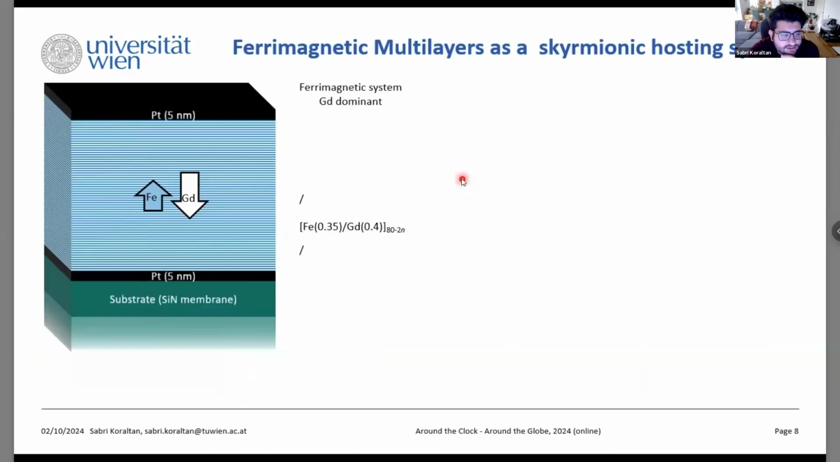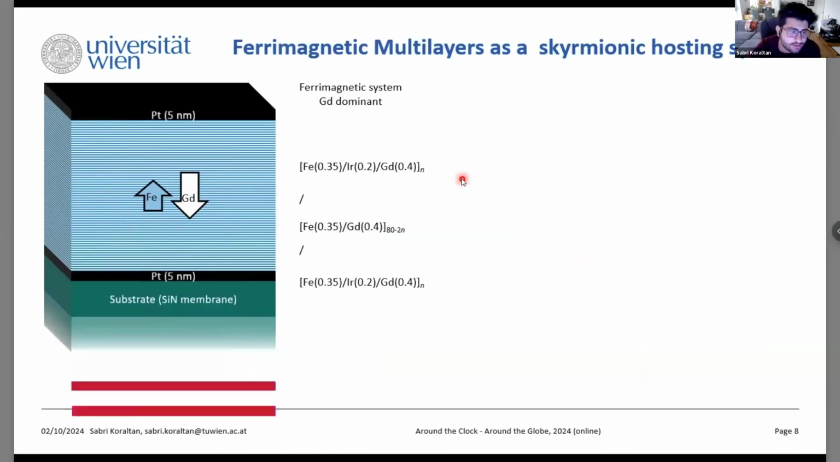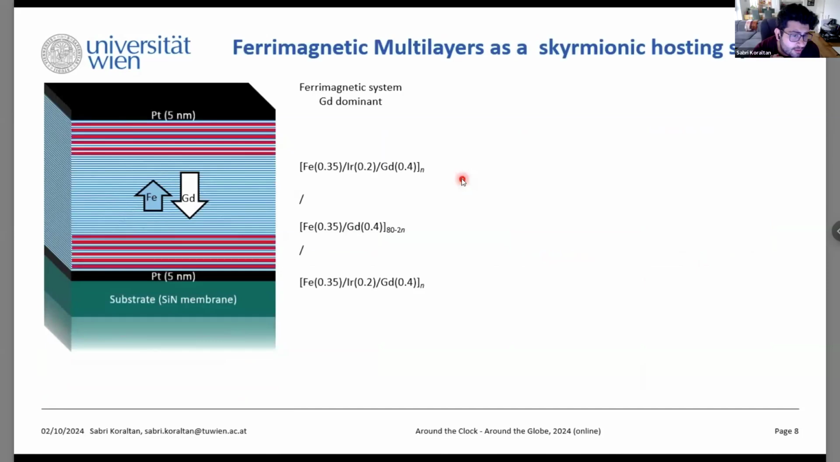So for the first part, we are going to look at what happens when we are using an iron gadolinium-based multilayer, just like Montoya, but with a small twist. Namely, we're going to introduce some iridium layers. So iridium is a material which is known, for example, to introduce interfacial DMI. So we're going to have some iridium insertion layers, and then we're going to see what happens here.